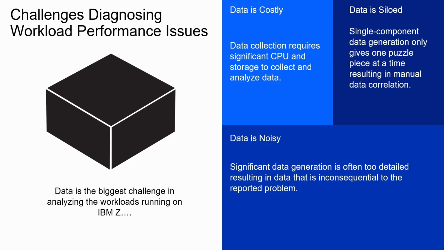We only really get one piece of that puzzle, and it really makes it a challenge to do a lot of that data correlation. And lastly, data is noisy. So thinking back to turning on those CICS 110 transaction records, there's an awful lot of data and information that gets generated. And in many cases, it's too detailed to really get down to finding that root cause. So it's finding that proverbial needle in the haystack. So really, data has been a big challenge in diagnosing a lot of these workload performance issues.